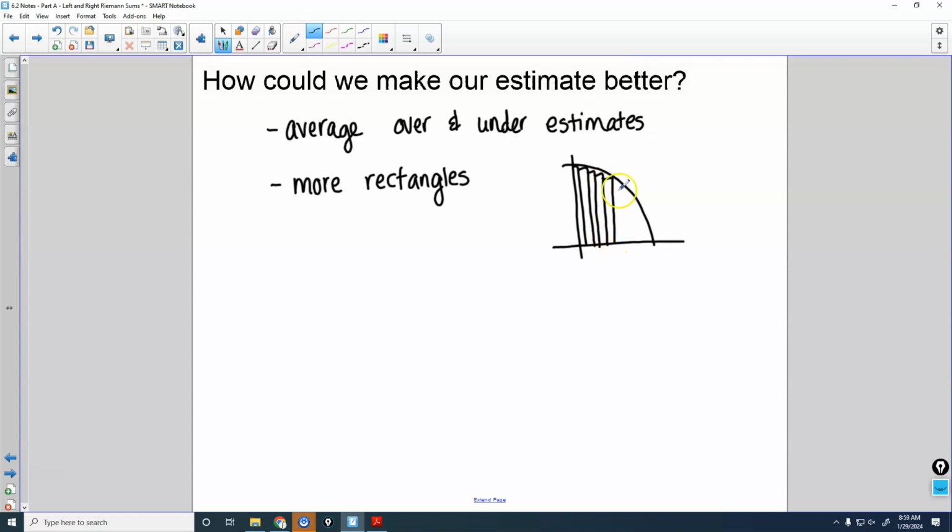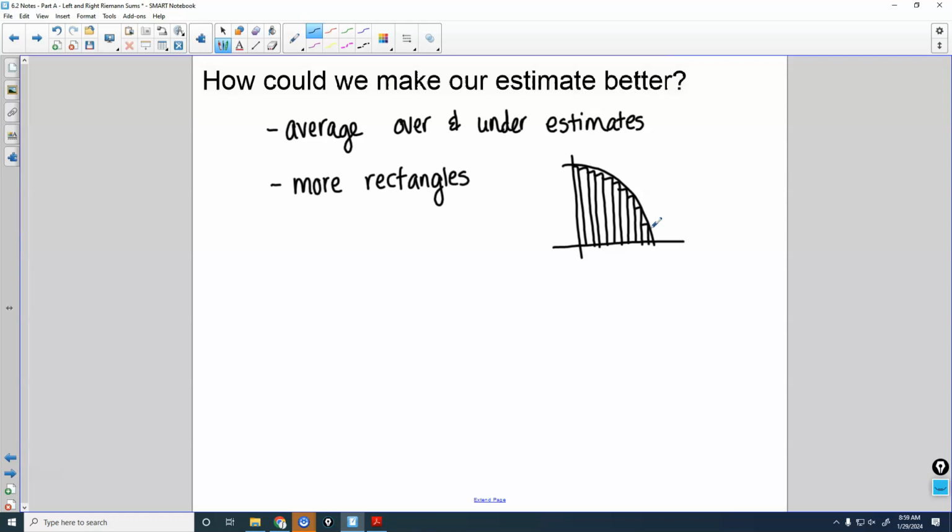the graph's not great, but do I have as much open space if I do those teeny tiny rectangles? All those little gaps are a little smaller, right? So like if I did 8 rectangles instead of 4, my estimate would be better. If I did 16 rectangles instead of 4, it'd be even better, right? What would be the best?